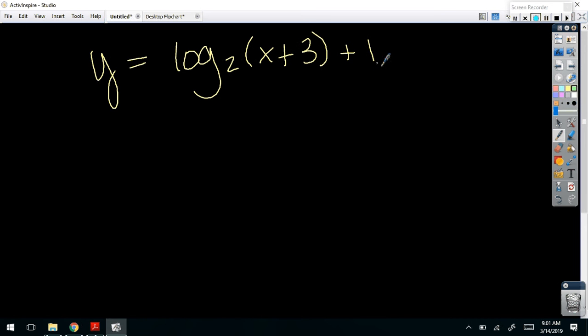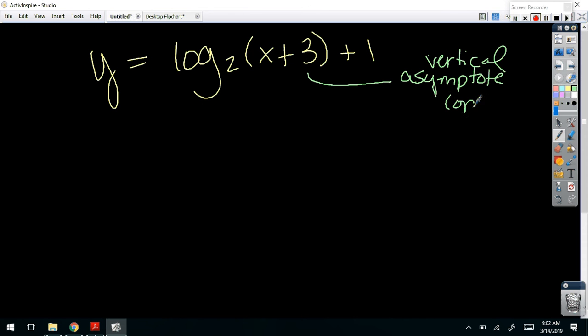Remember in exponential, this was my asymptote. Everything's flipped now, though. This is my asymptote, and this time it's vertical, not horizontal. The 3. So I'm going to change the sign again, because it's in parentheses. Opposite sign.